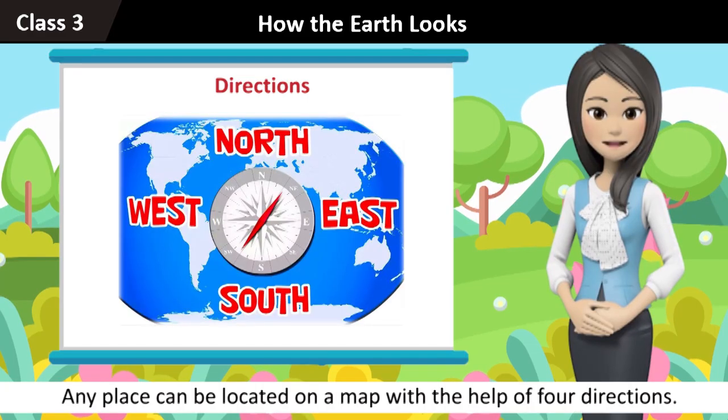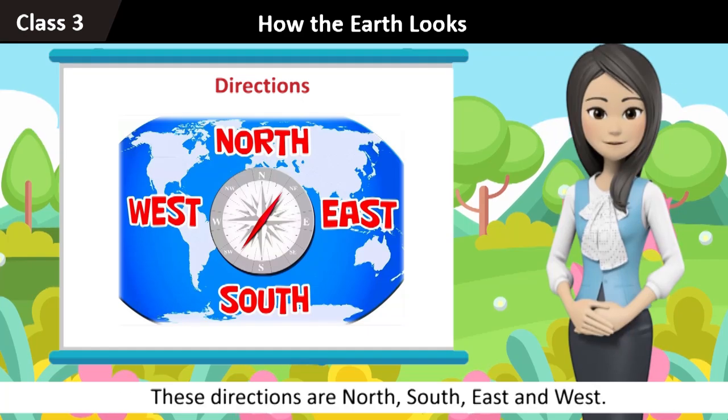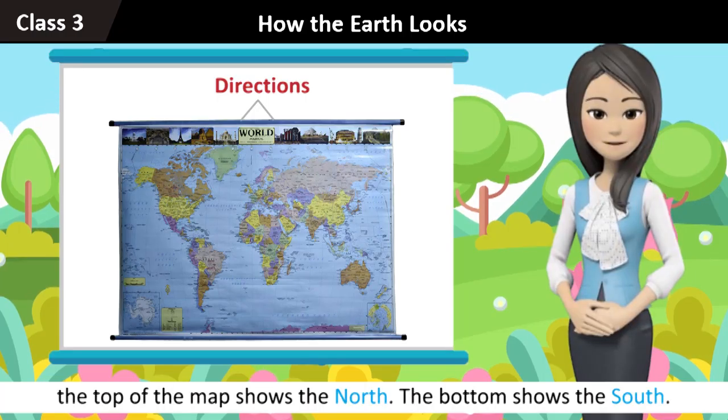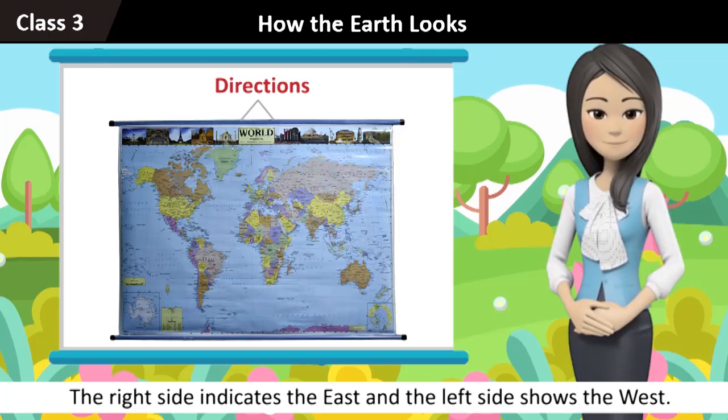Directions. Any place can be located on a map with the help of 4 directions. These directions are north, south, east, and west. If you stand in front of a map which is hung on a wall, the top of the map shows the north. The bottom shows the south. The right side indicates the east and the left side shows the west.